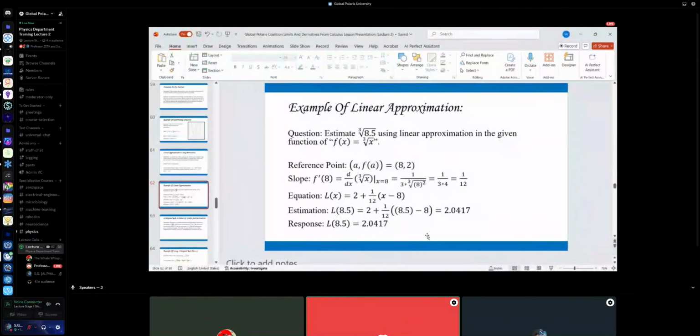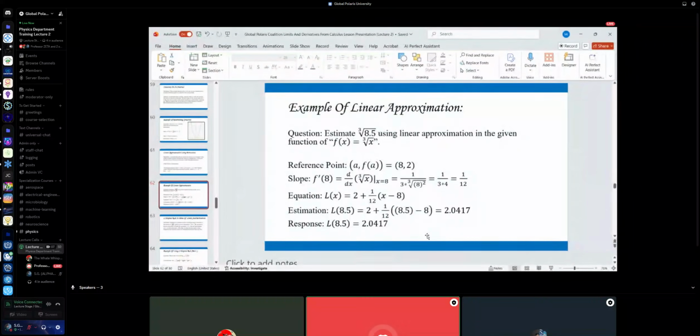So let's look at an example. I told you the cube root of x, and we wanted to know the value of the cube root of 8.5. So we find the derivative first. Our closest reference point would be 8 comma 2, right? We can put in 8 and we get 2. So we need to put in 8.5 to give us some approximation.